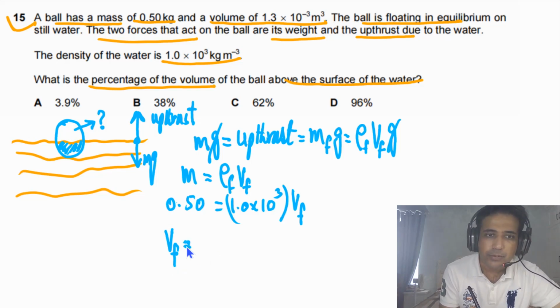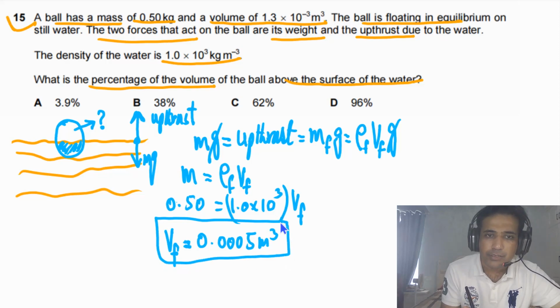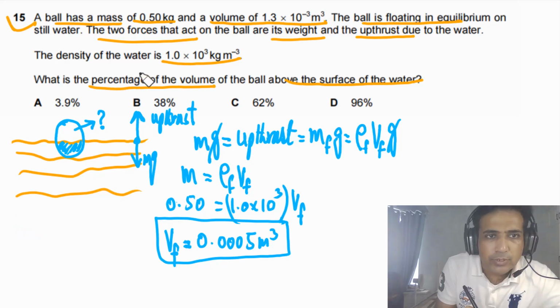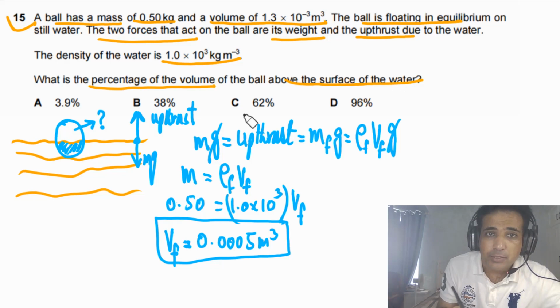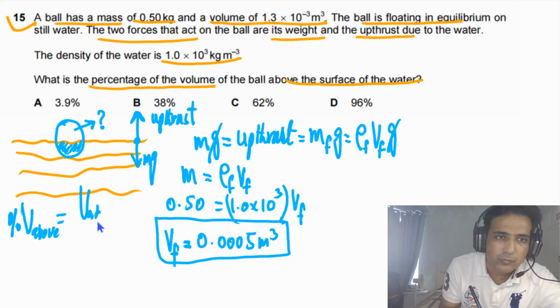The volume of fluid displaced in this case will be equal to 0.0005 cubic meters. This is the volume of fluid displaced, and we need to find the volume above the surface of water. We need to calculate the percentage of the volume of the ball above the surface of the water. So the percentage is the volume above divided by the total volume of the ball.